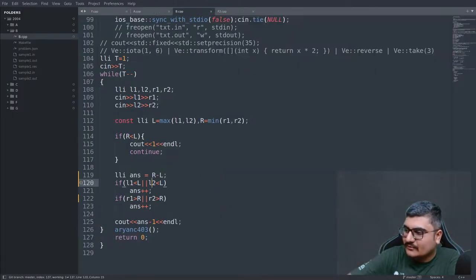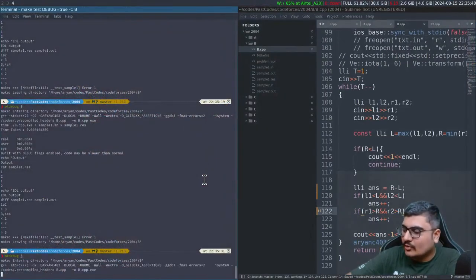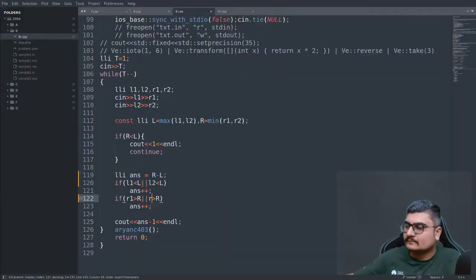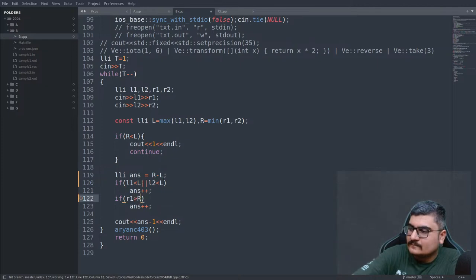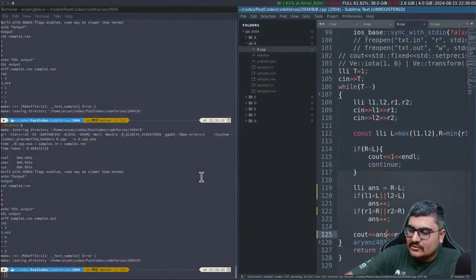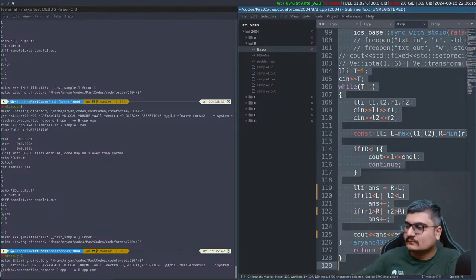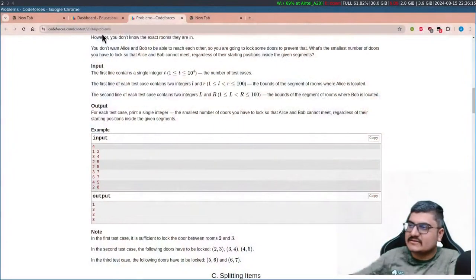Okay, wait, it should be for both of them. No, both of them can't be more than that. Okay, wait. From L to R, the number of roads is R minus L. So essentially this is the solution for problem B.